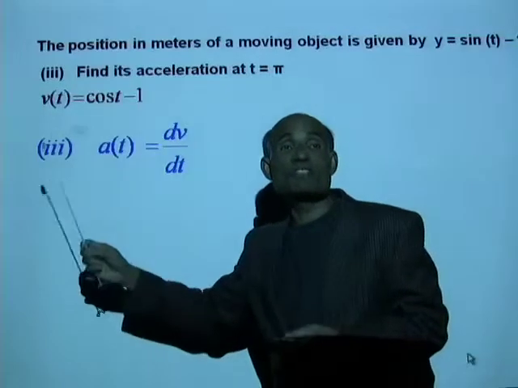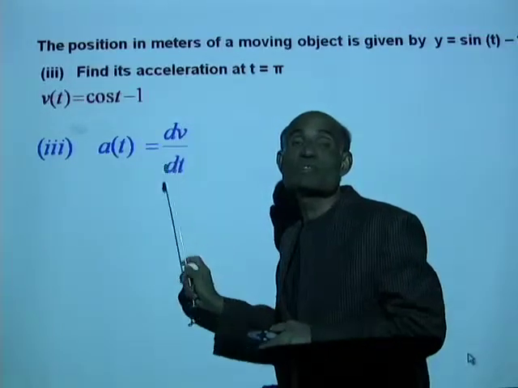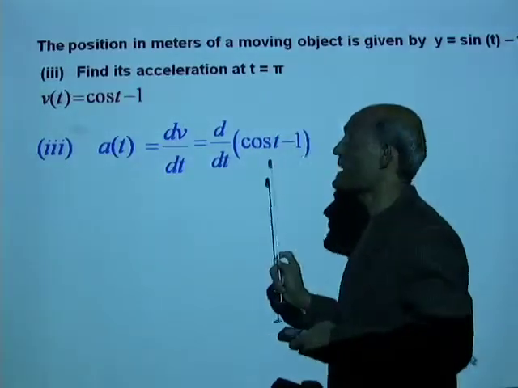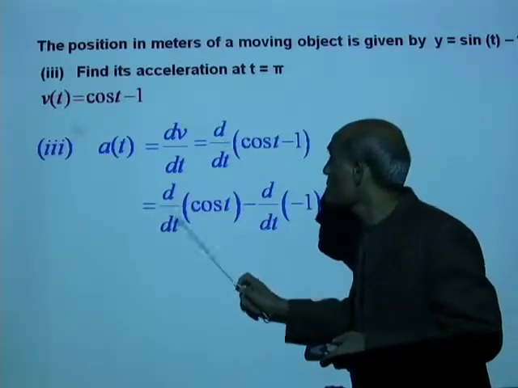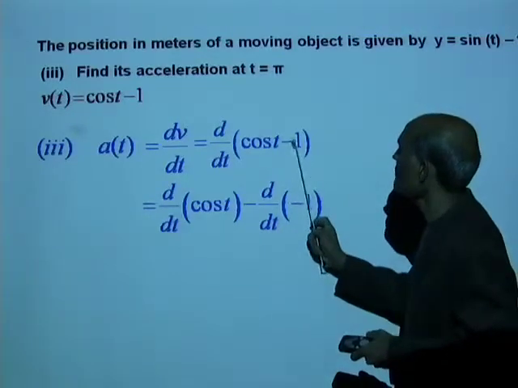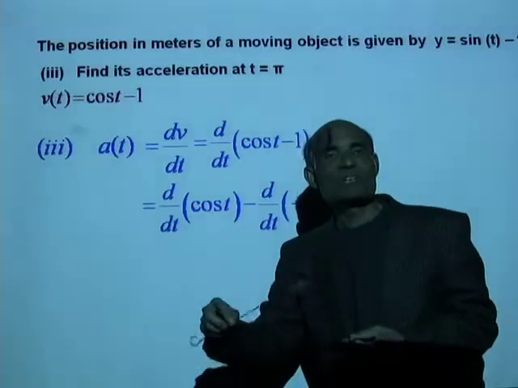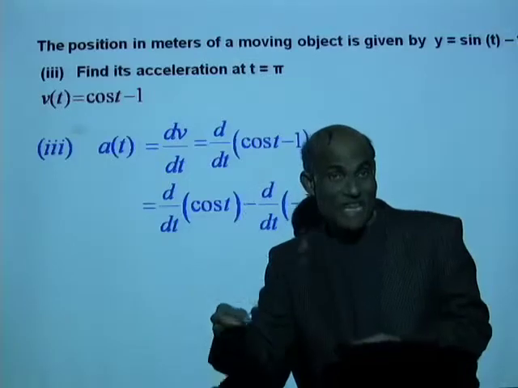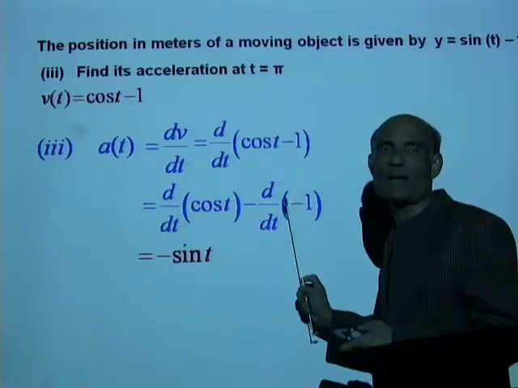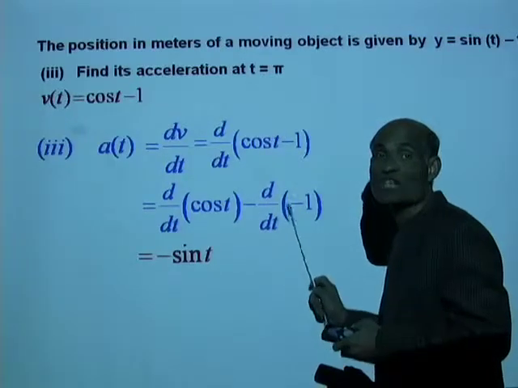What is the acceleration function? Acceleration is the derivative of the velocity. a of t is dv over dt. Now what is the derivative of cos t minus 1? Which is derivative of cos t minus derivative of 1 actually, because we have used the negative sign already. What is the derivative of cosine of t? Derivative of cos t is negative sine t, and the derivative of 1, so I must say d by dt of 1.